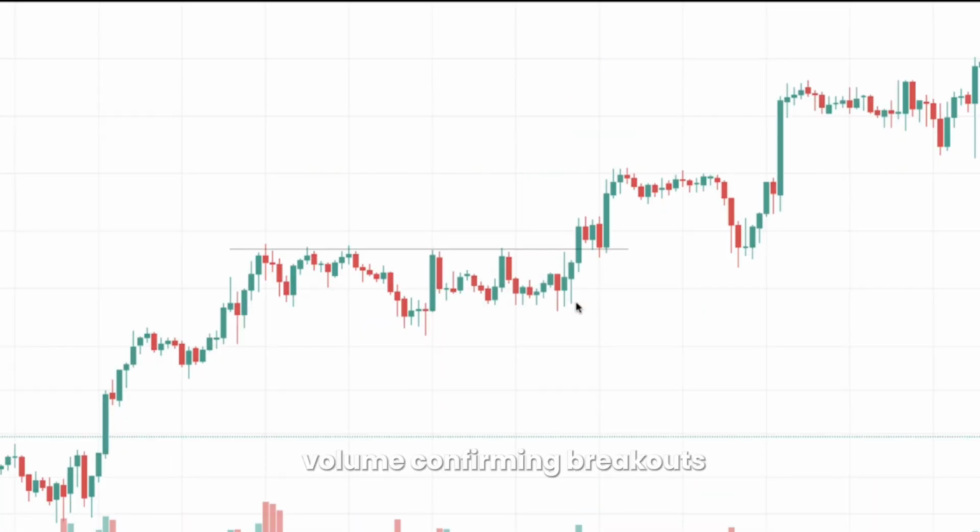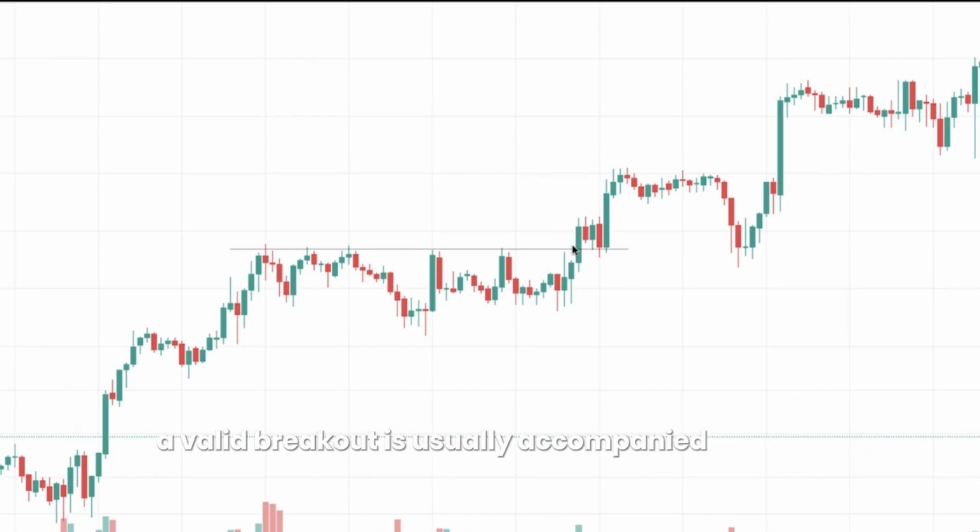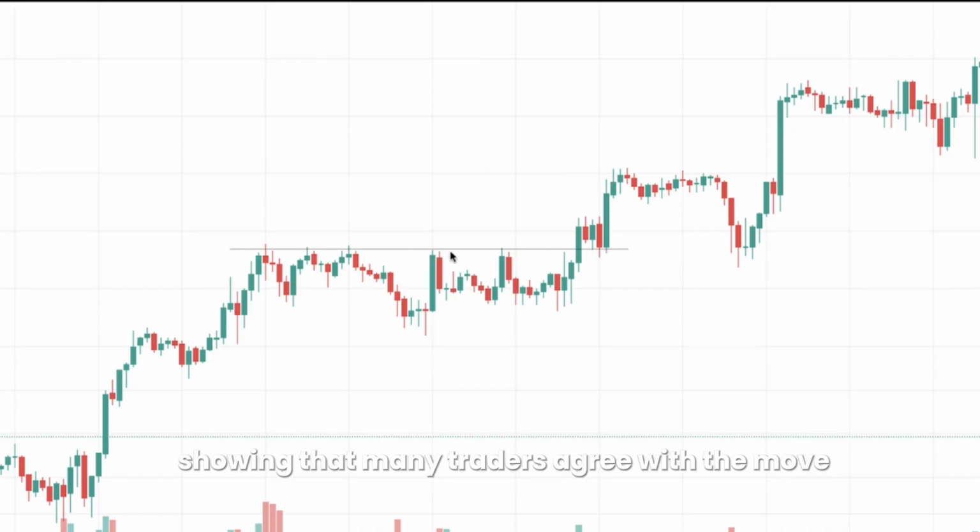Volume confirming breakouts. When price breaks a key support or resistance level, a trend line, or a chart pattern boundary, volume becomes crucial for confirming that breakout. A valid breakout is usually accompanied by a clear increase in volume, showing that many traders agree with the move and are willing to trade at the new prices.